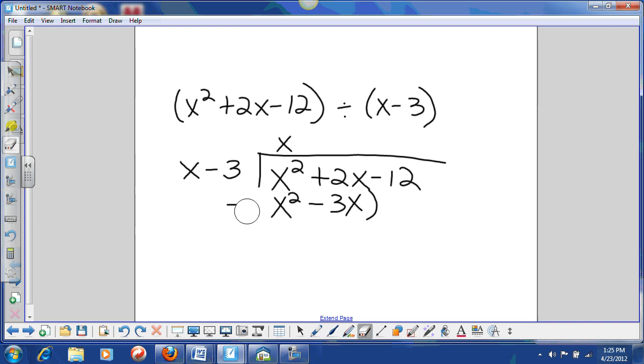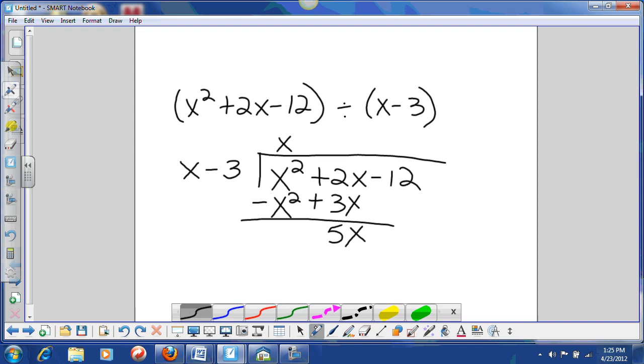So what we need to do is we just need to change the sign. So it becomes minus x squared, and negative times a negative is plus 3x, isn't it? So now we can go and we can subtract it. x squared minus x squared, there's nothing. 2x plus 3x is 5x. Once again, go back to only looking at the first terms. I'm still working with our divisor of x, and now our first term is 5x.